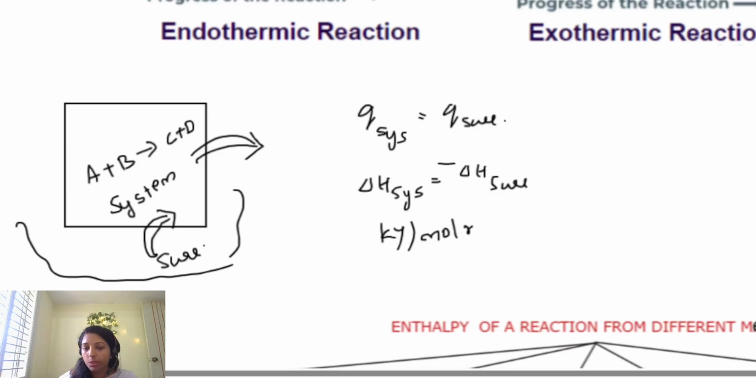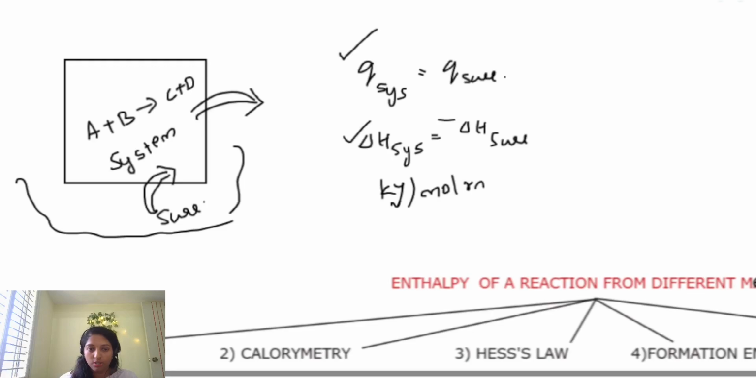That's the only difference between the Q and delta H. For a particular amount, say 10 grams you added, for that 10 gram reaction, we will say the amount of Q is equal to this much. That much energy is involved. But for one balanced reaction, how much heat energy is involved, that is what we call delta H. So that's all the difference between the Q and delta H.